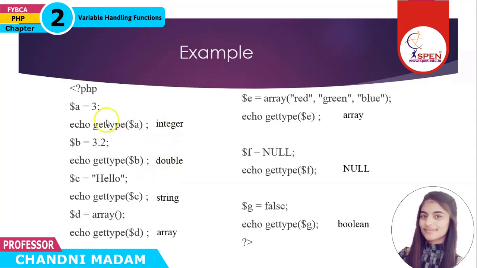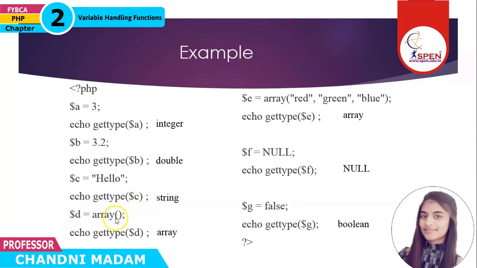Here is the example. First $a equal to 3. So what is the $a data type? Echo gettype($a). The gettype function returns integer because we passed $a. So the $a data type is integer. Here 3.2 means a double value, so the $b data type is double, and the gettype function returns double. Here the data type is string, so the $c data type is string, and after the gettype function it returns string.